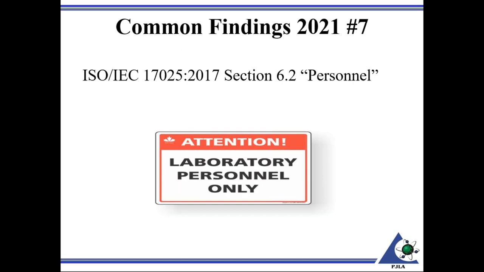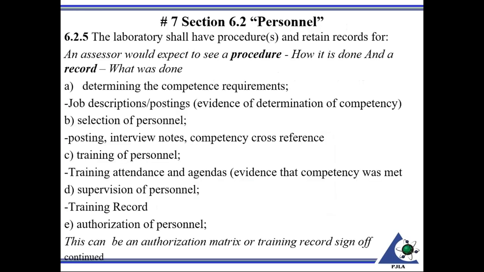Moving on, number 7 going down the list here is Section 6.2, Personnel. So quite a few requirements here. I like to jump ahead to 6.2.5. The laboratory shall have procedures. So we see that word shall there. A procedure is something that tells you how something is done, and retain records, i.e., something showing that it was done.